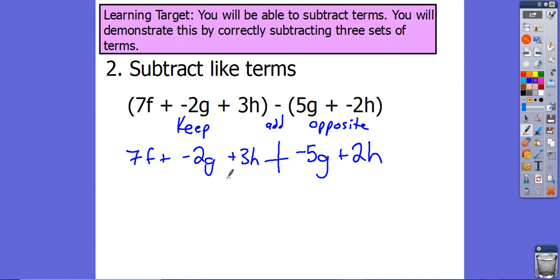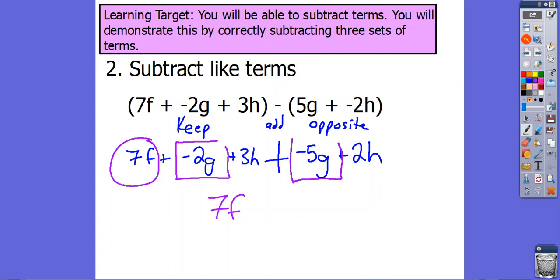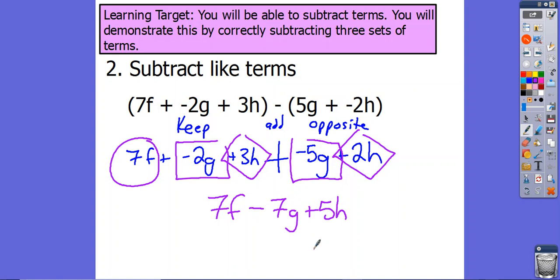Now I can go through and look for my ones that match. The 7f doesn't match anybody else, so it's coming down. The negative 2g will go with a negative 5g, and that makes negative 7g's. And then I've got a 3h going with a 2h, which makes 5h's. Again, don't go any further because they're different letters.